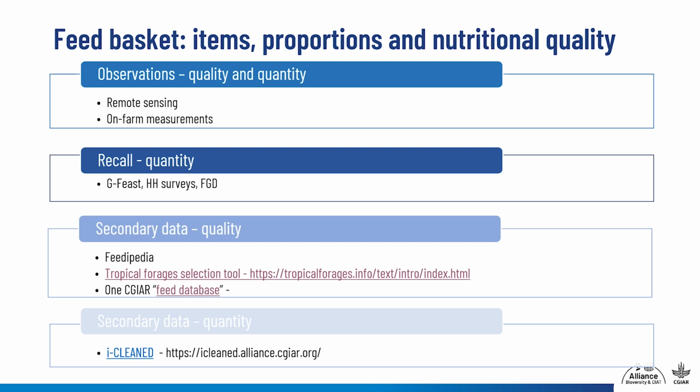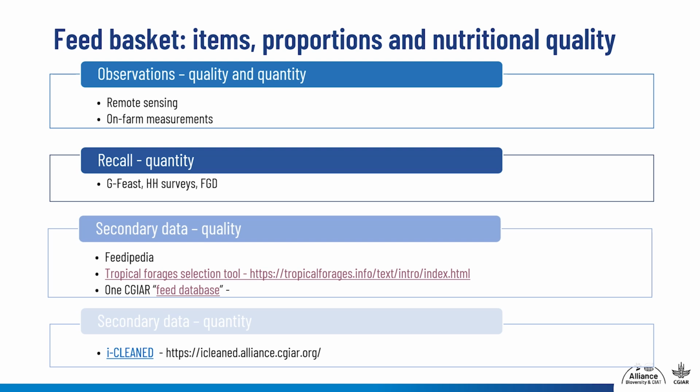A seemingly more straightforward but also less reliable method is based on recall data, where we ask farmers or experts what they remember about the feed they gave to their animals. This recall consists of absolute quantities or relative contributions of different feed items to the overall feed basket. That is then typically still complemented by secondary data on the nutritional value of the feed items.